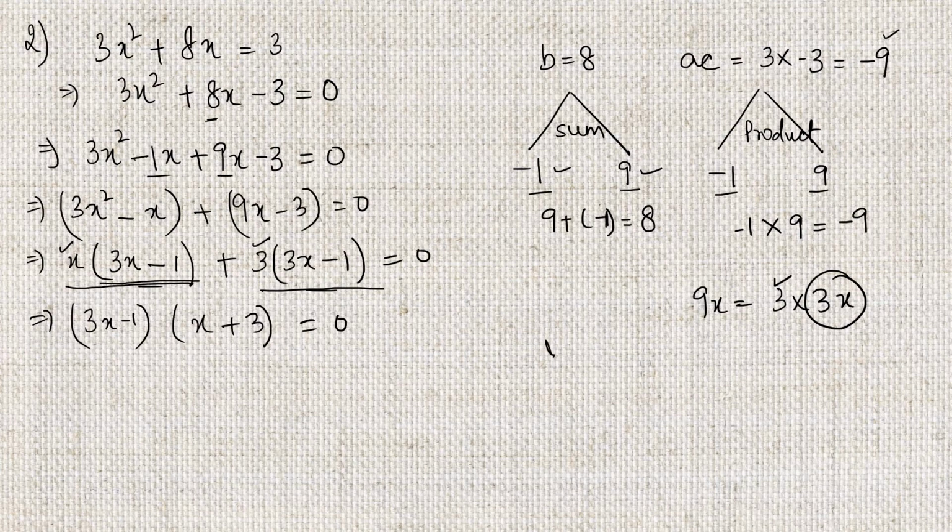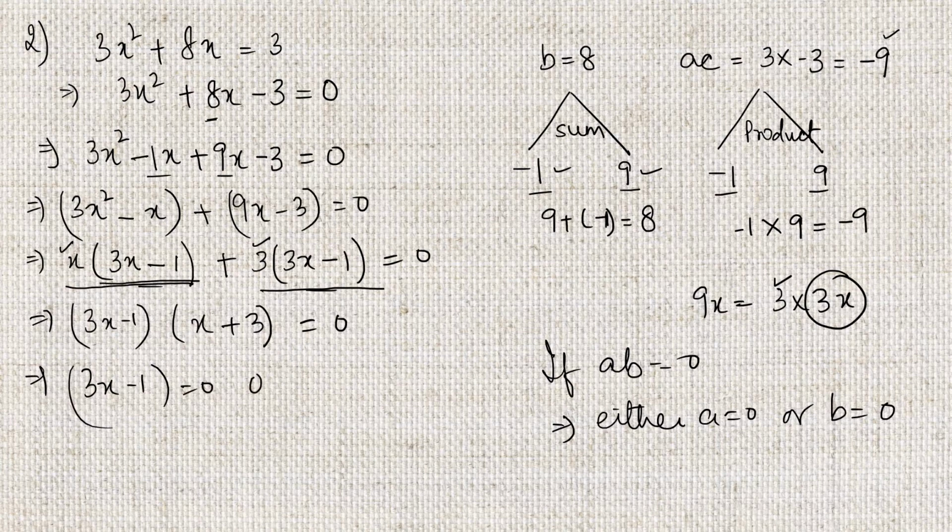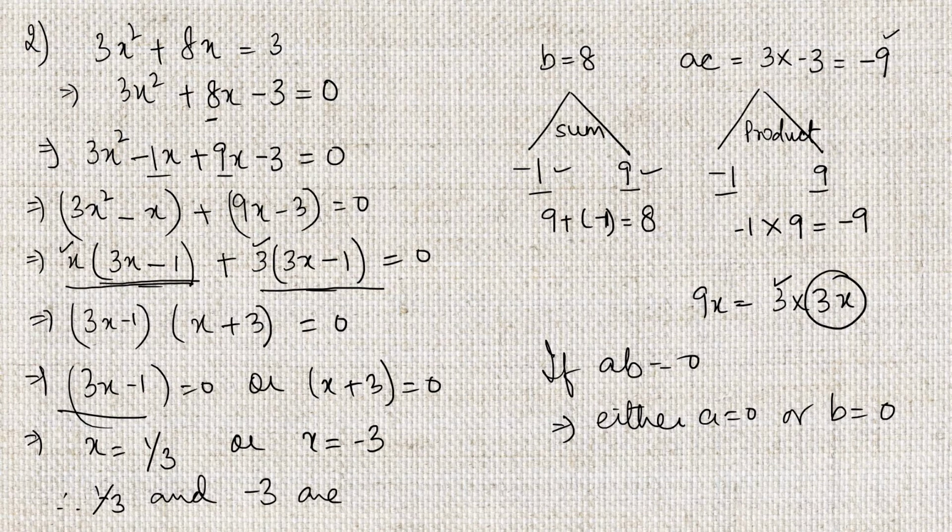Now by null factor law, if AB is equal to 0, it implies either A is 0 or B is 0. So it implies either 3x minus 1 factor is equal to 0 or x plus 3 is equal to 0. Now equating this factor equal to 0 and finding the value of x, x will be equal to 1 by 3 or x is equal to minus 3. Therefore, 1 by 3 and minus 3 are the two solutions of this equation.